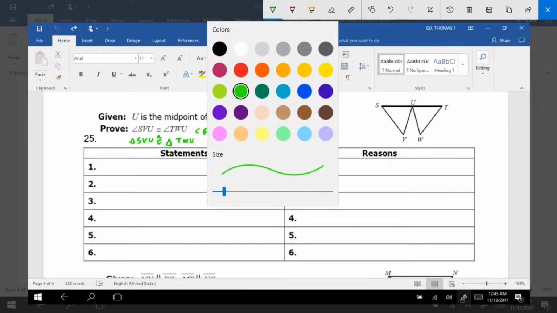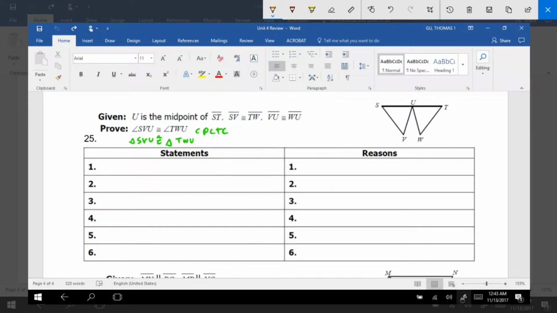Let's label everything we know. U is the midpoint of ST. U is perfectly in the middle of ST. So what does that tell you? That tells you that SU is congruent to TU. There we go. That's because that's what a midpoint means. A midpoint means that the two sections are congruent.